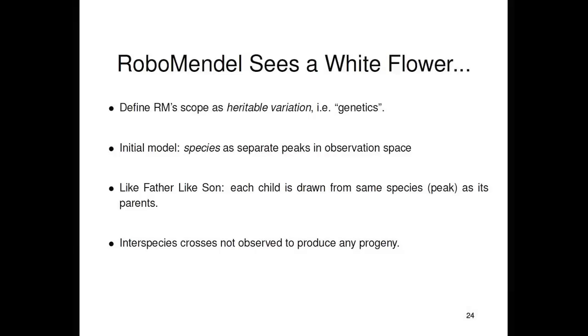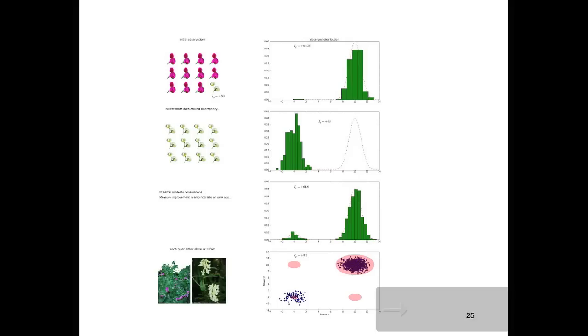The initial model is simply that Robomendel knows a bunch of different species, which are just treated as separate peaks in observation space, and each individual animal is considered to be an IID draw from one of those peaks. I'm going to call that model the like father, like son model, in the sense that our model of inheritance is simply that any child of two parents is going to be drawn from the same peak that the parents were drawn from, IID. And that interspecies crosses have not been observed to yield progeny. Okay, so that's the initial Robomendel model.